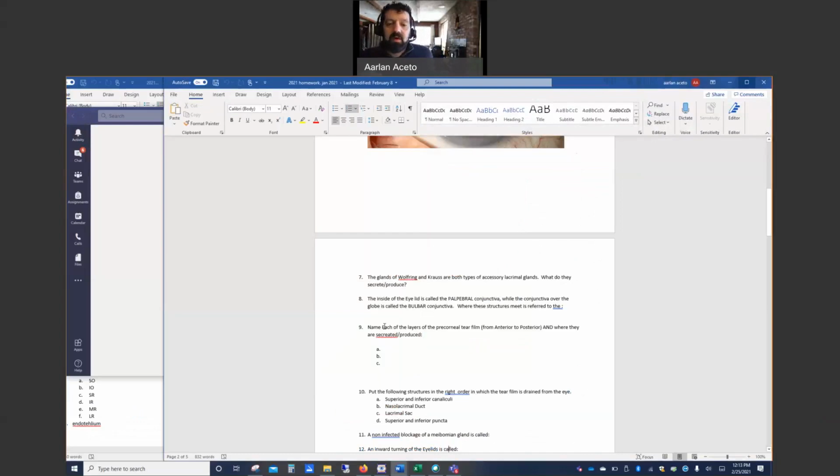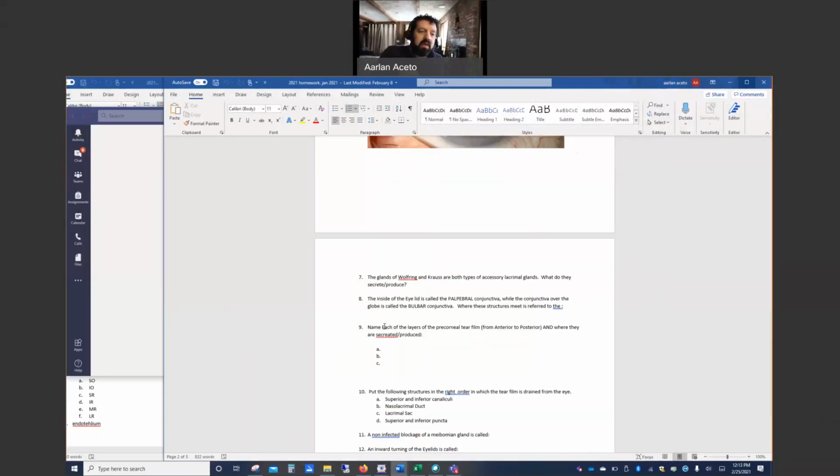Next one, name each layer of the precorneal tear film, anterior to posterior, front to back. Front is the part that keeps it from evaporating. The front is your lipid. The next is the aqueous. The inside is your mucin layer. And please read the question, for the love of goodness. I can't believe how many people miss this.